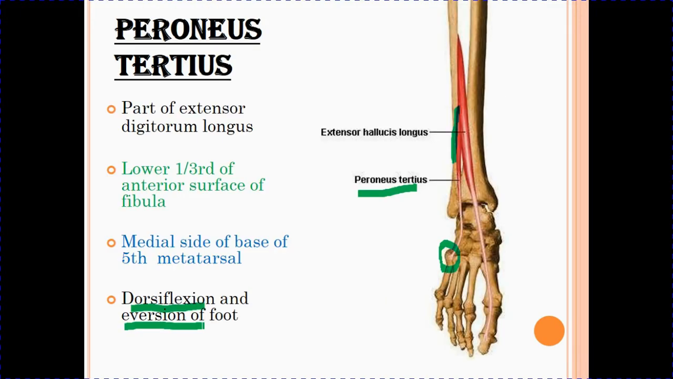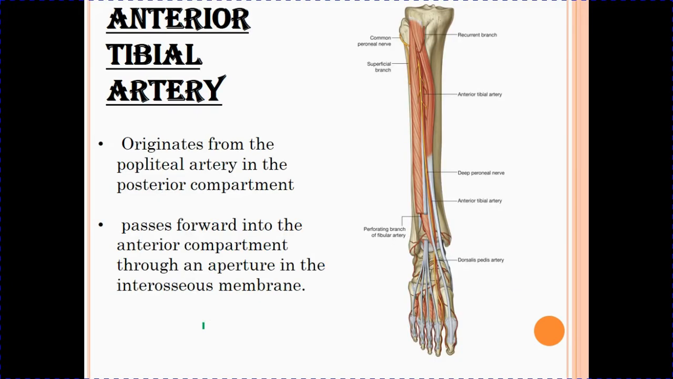The first is tibialis anterior. Second is extensor digitorum longus. Third is extensor hallucis longus. And the fourth is peroneus tertius muscle. The artery of this compartment is the anterior tibial artery. Now you can see this red colored artery. This is the anterior tibial artery.